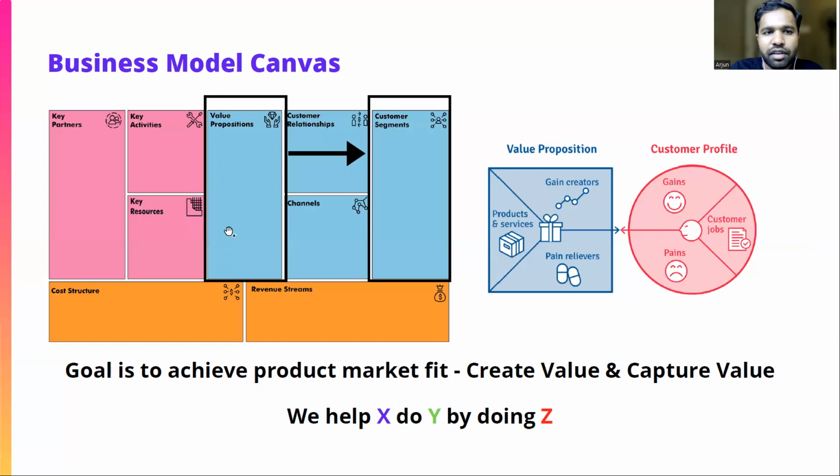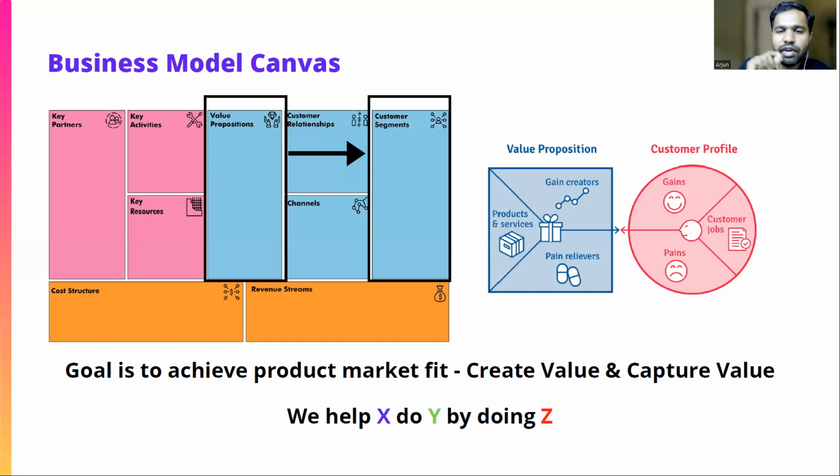If you can summarize what value you are providing to your customer in a very simple statement, like "we help X do Y by doing Z", in a single line statement like this, then it means you have clearly understood your customer's requirements, and whatever value you are providing perfectly aligns with your customer's requirements, and you have achieved product market fit.